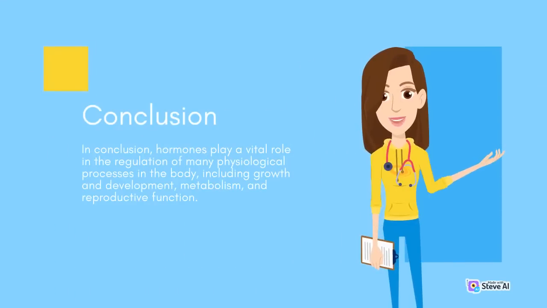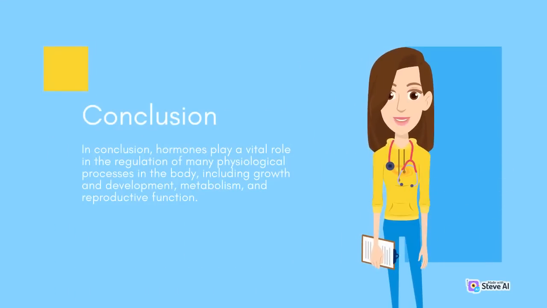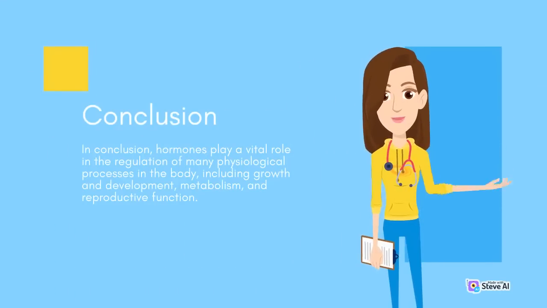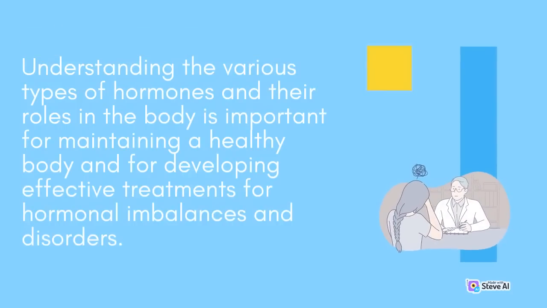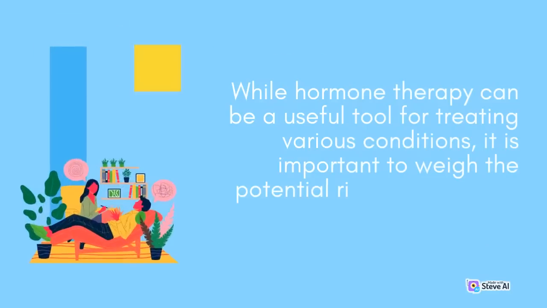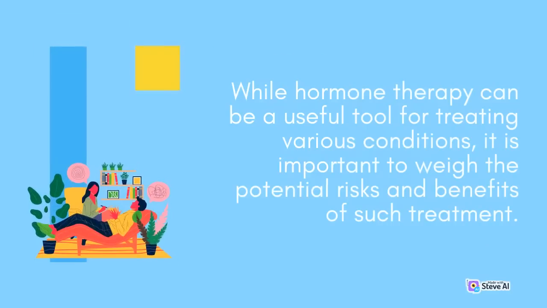Conclusion. In conclusion, hormones play a vital role in the regulation of many physiological processes in the body, including growth and development, metabolism, and reproductive function. Understanding the various types of hormones and their roles in the body is important for maintaining a healthy body and for developing effective treatments for hormonal imbalances and disorders. While hormone therapy can be a useful tool for treating various conditions, it is important to weigh the potential risks and benefits of such treatment.